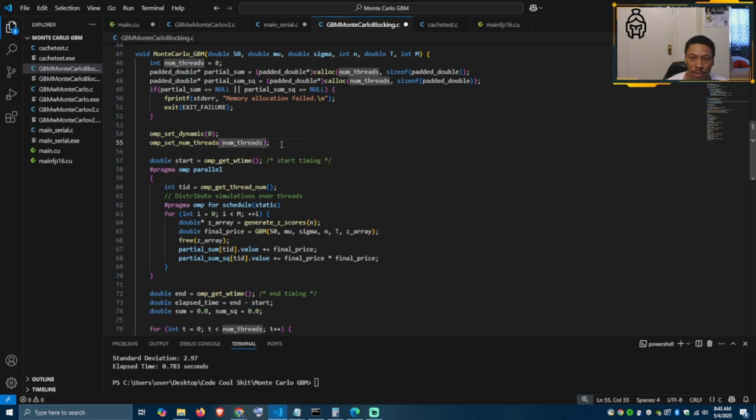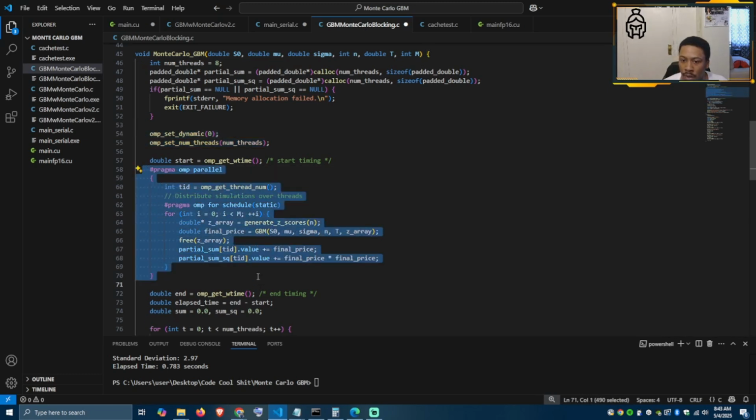So num threads would be equal to essentially number of CPUs. But in this example, you can kind of see where we're going with it, just setting the number of threads to a constant amount, and then running our simulation across these threads. The only difference in the serial version is that we're not implementing this parallel region.